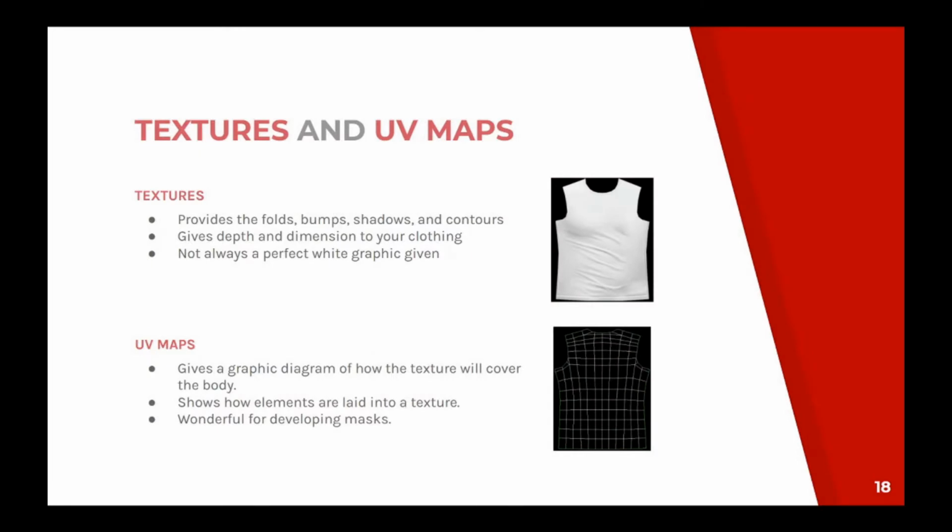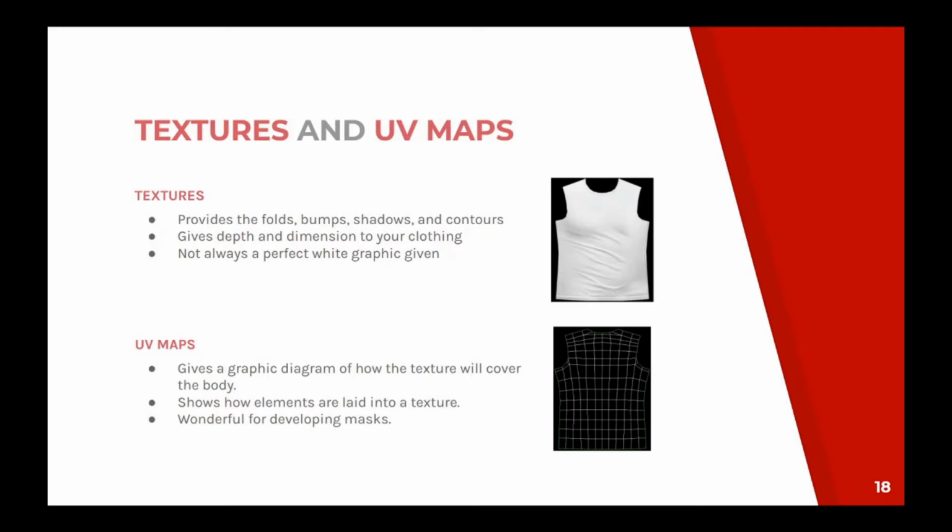So in a lot of these items, you're going to find two possible files. First, of course, there are textures. They provide the folds, the bumps, the shadows, the contours. They give the depth and dimension to your clothing. But be forewarned, they're not always going to be a perfect white graphic like this. This is a goldmine if you find that, but it's not always going to be that way. I'll show you what you can do about that in a minute.